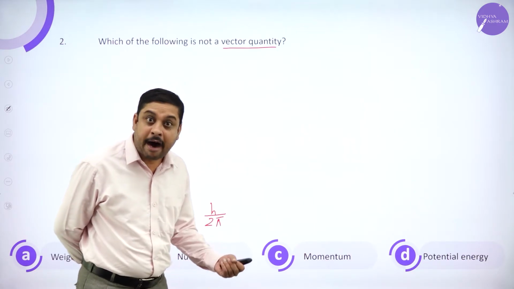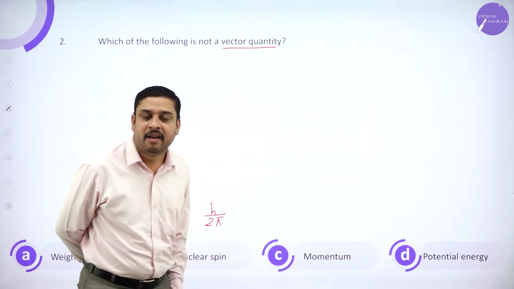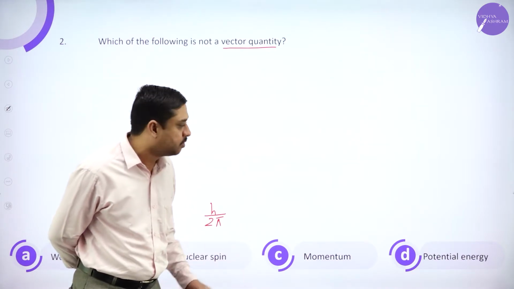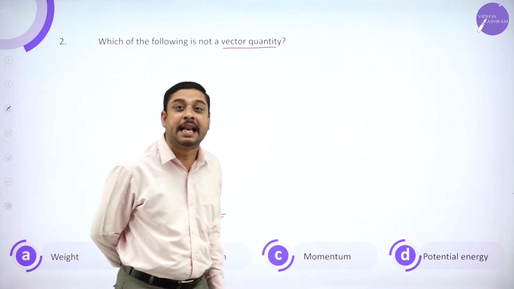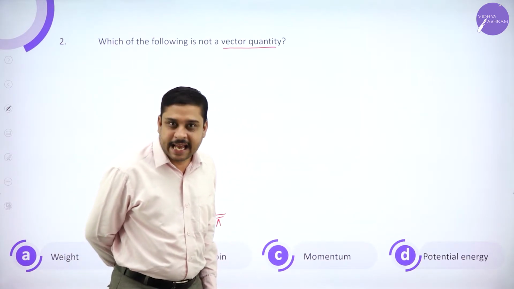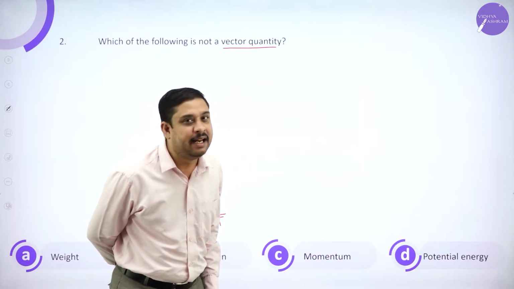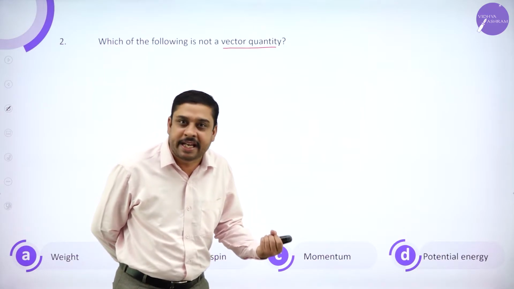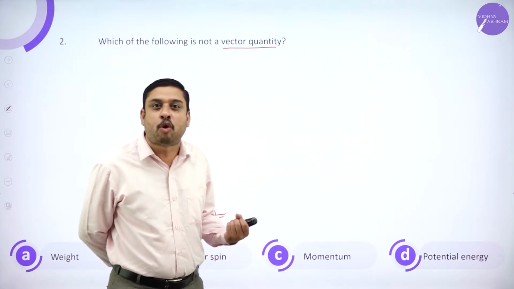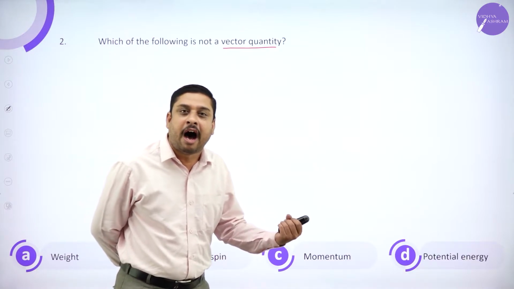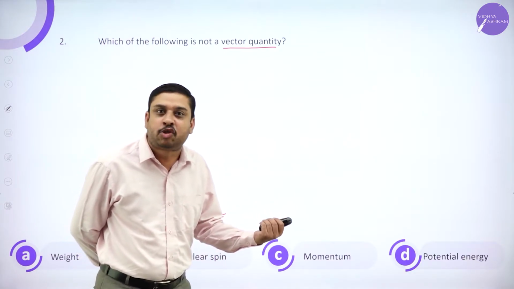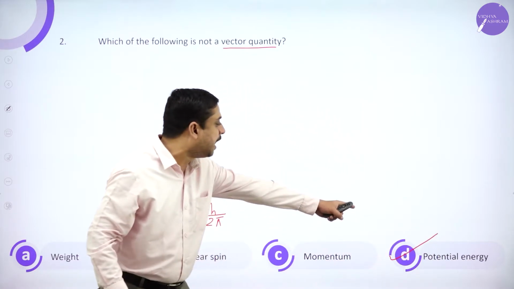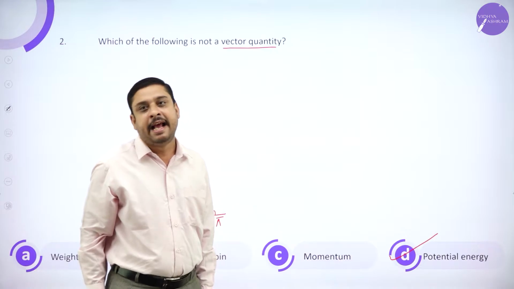Momentum, mass into velocity. As soon as velocity comes, it is a vector. Potential energy. Does energy have direction, students? No. So when energy has no direction, either potential energy or kinetic energy, it is not a vector. So the term which is not a vector is potential energy.